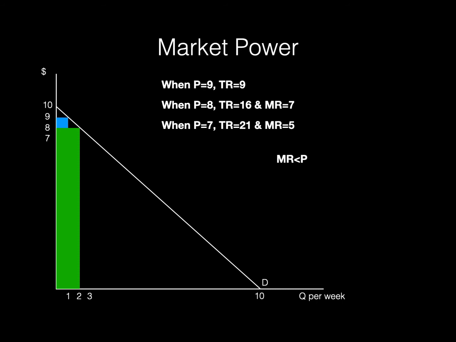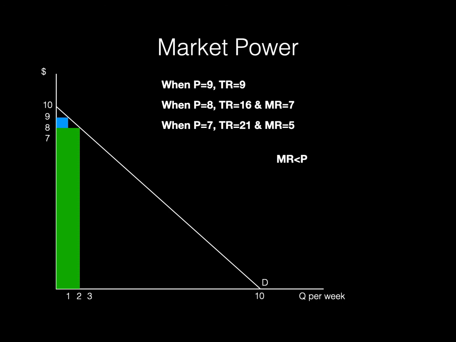Recall that the marginal revenue is the additional revenue from producing an additional unit of output. The reason the marginal revenue is less than the market price is because to sell more, the firm has to lower its price on all of the units it sells, not just the last unit.